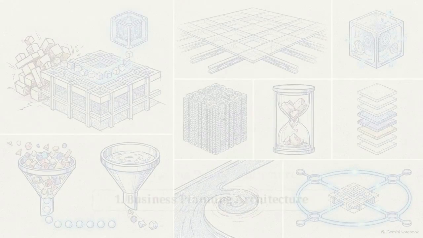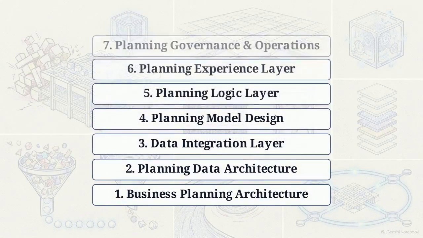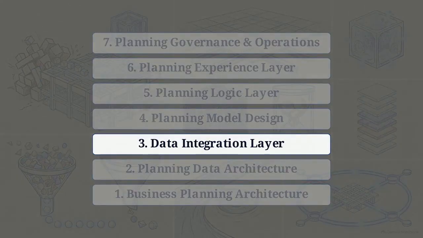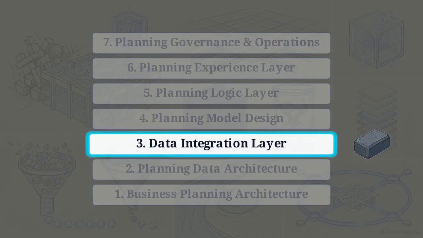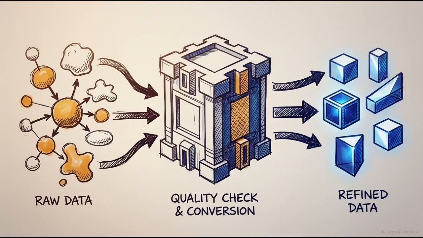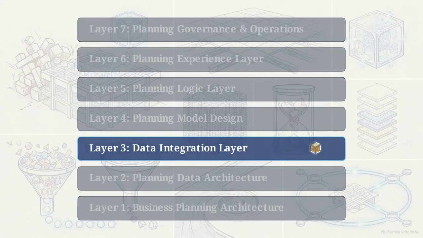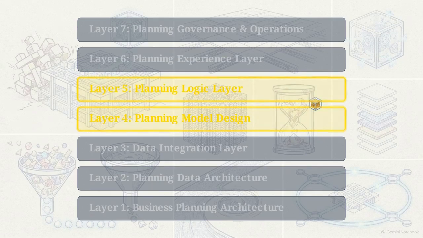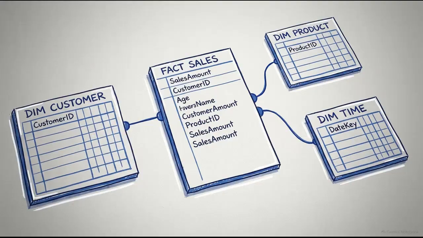To structure this separation of concerns, we rely on the 7-layer SAC planning architecture framework. We will focus on Layer 3, the data integration layer. This is the exclusive domain of SAP DataSphere. Before data reaches the planning tool, DataSphere executes all necessary data quality checks and deep currency or unit conversions. Once the data is refined, it moves into SAC for Layer 4, planning model design, and Layer 5, the planning logic layer. Layer 4 is governed by the principle of the minimal data model.